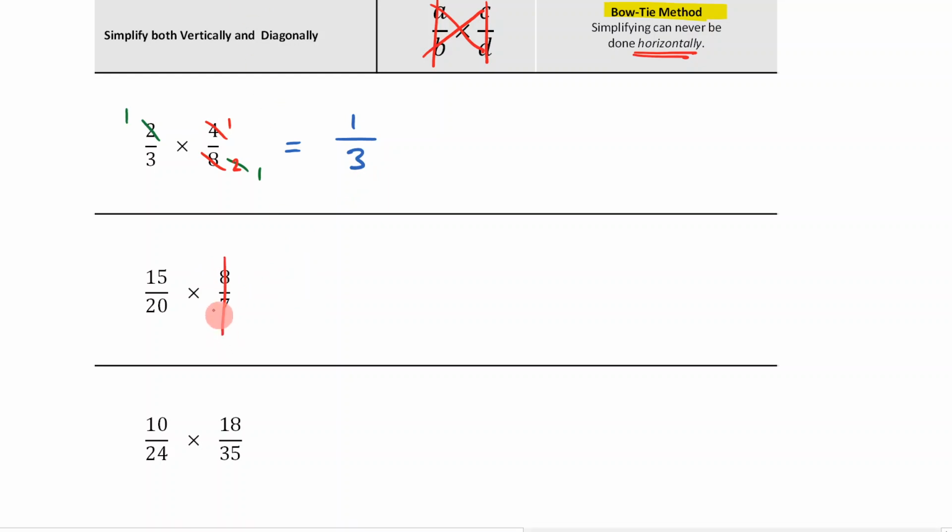8 and 7, nah, that doesn't simplify. What about 15 and 20? That simplifies. Both of those are divisible by 5. I could divide this by 5 and get 3. I could divide this by 5 and get 4.